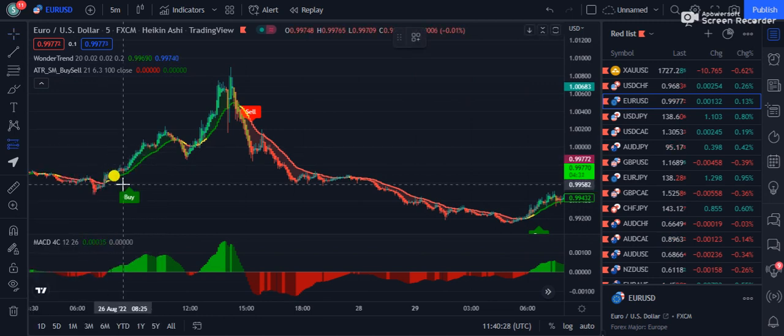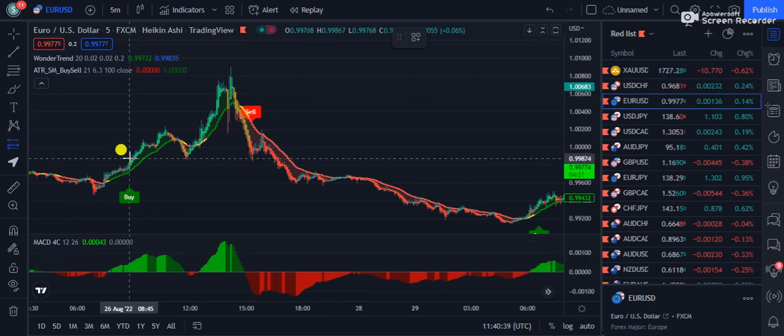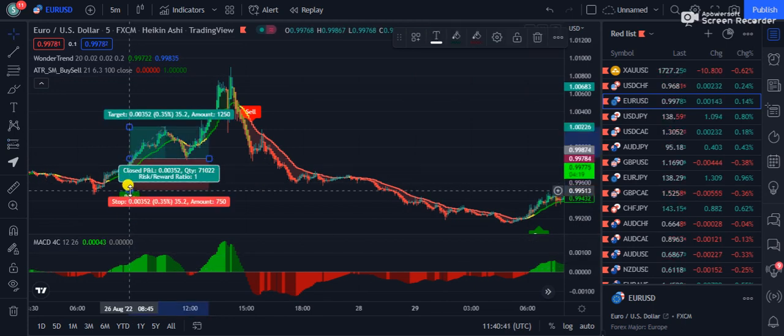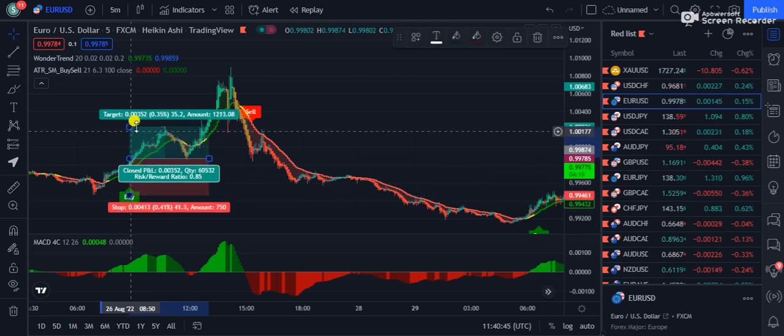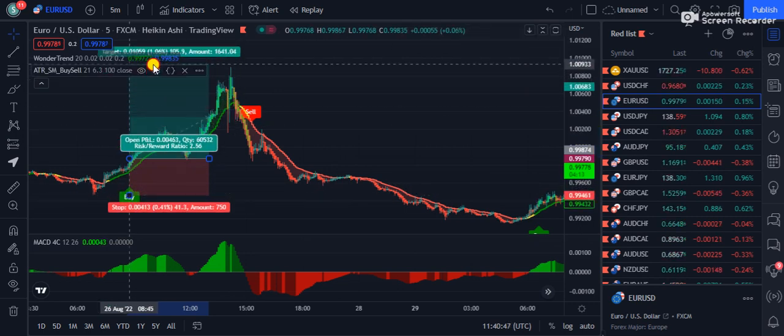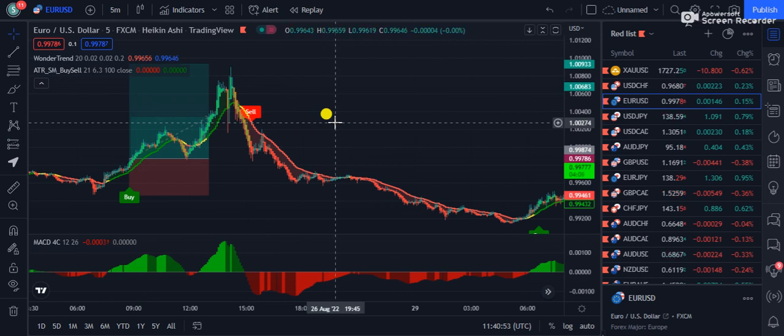So we will take the long position only when we have a buy signal and the Wondertrend line should be green, as you can see on the screen, and the MACD should be in a green color. So for example, here we have received a buy signal. What we will do, we will set up a stop loss at the previous low of the market, and we were able to catch a 2.56 ratio from that trade very easily.